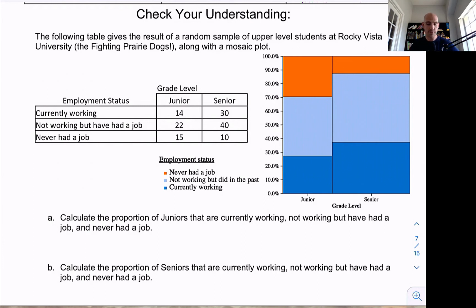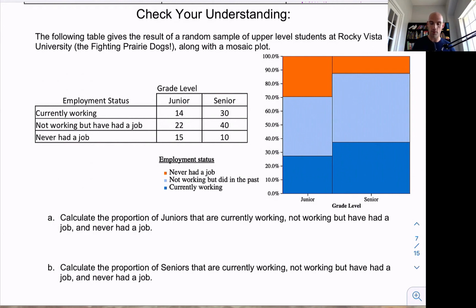So, the following table gives the result of a random sample of upper-level students at Rocky Vista University, the Fighting Prairie Dogs. There you go. So, Prairie Dogs was not a popular mascot. Here we go, Fighting Prairie Dogs right here, along with a mosaic plot. What we have evaluated in the table here is our employment status, so currently working, not working but have had a job, have never had a job, and grade levels, juniors and seniors.